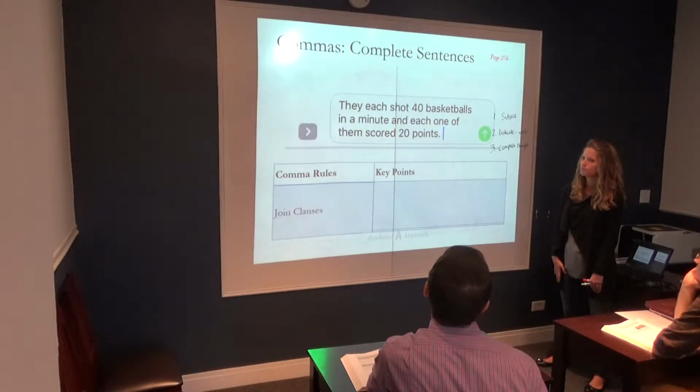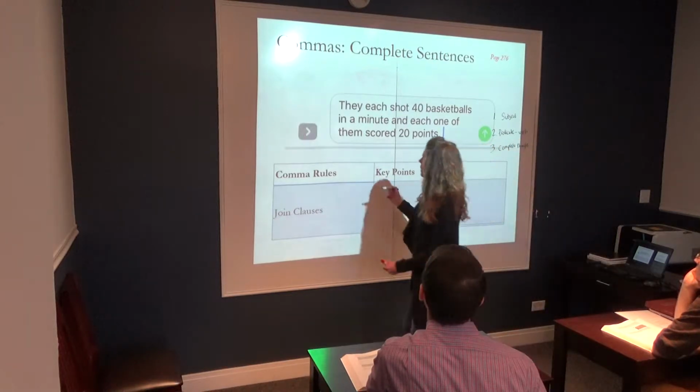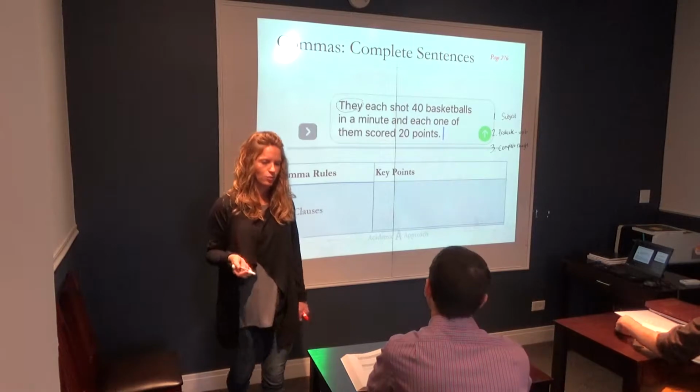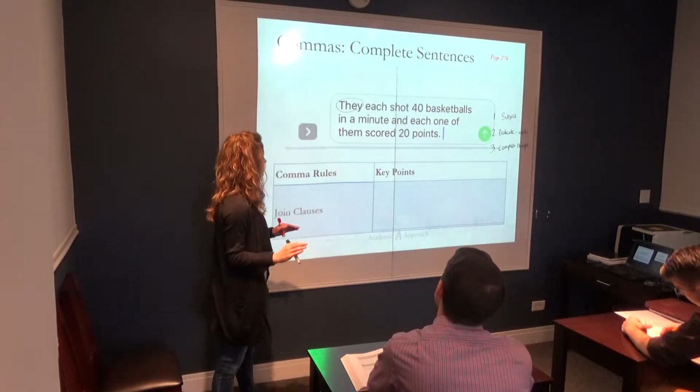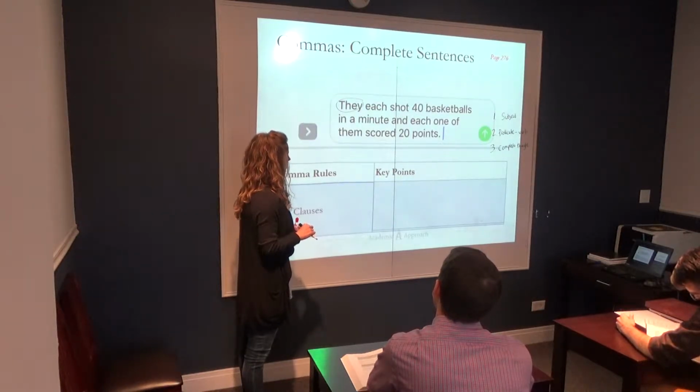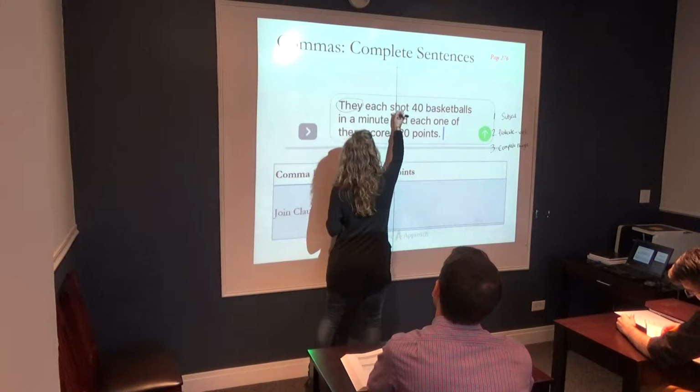Brian, what do you see? They do have a subject. Okay, what's that subject? They. I'm going to go ahead and circle it. Please mark your paper up with me. Right now this is good practice to make sure we know all the components. What else do you see, Brian? We have a verb. They shot basketballs. Very nice.